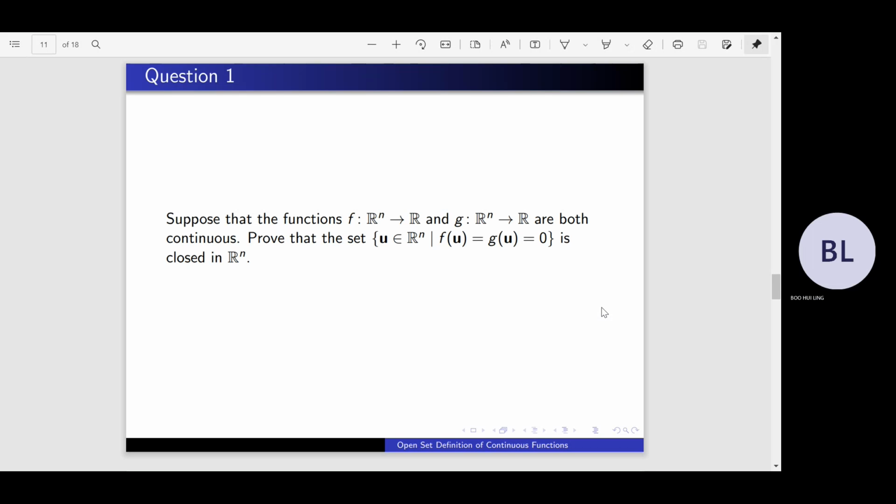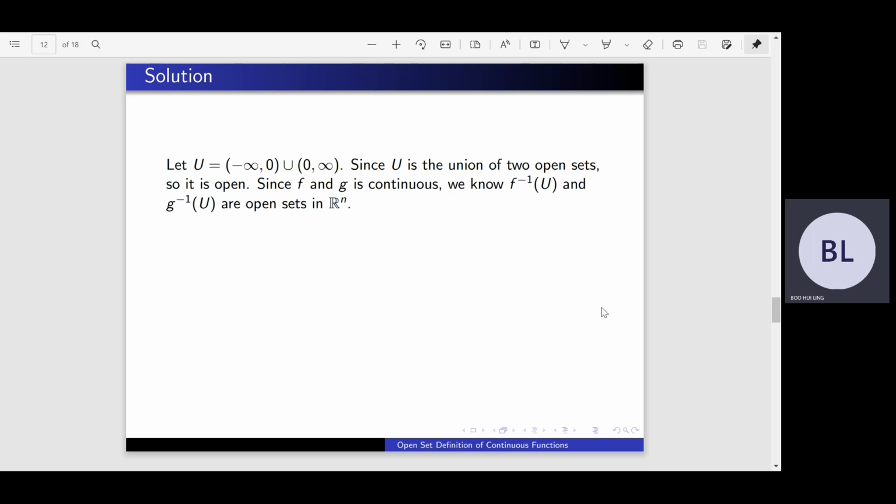Question 1. Suppose that the function f from Rn to R and the function g from Rn to R are both continuous. Prove that the set of the points u contained in Rn so that f of u equals g of u equals 0 is closed in Rn. So this is the solution provided.